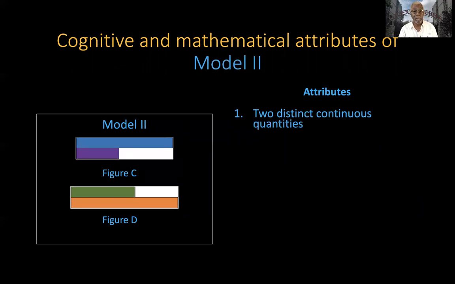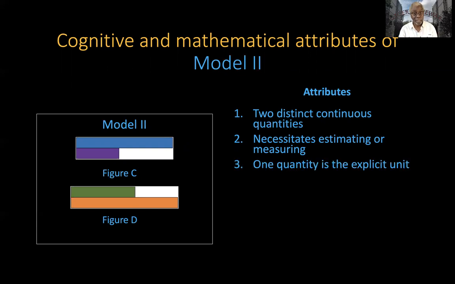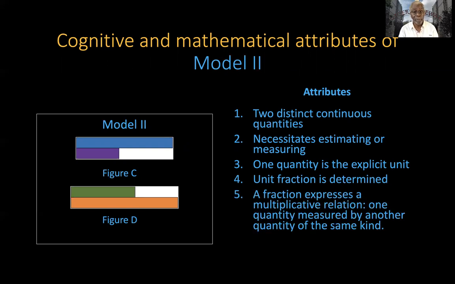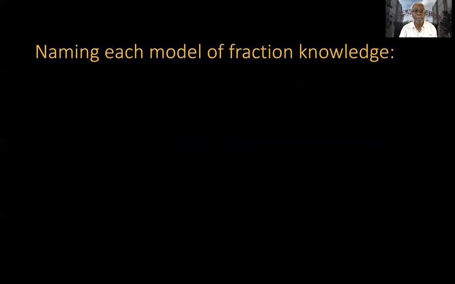In model two, the attributes are different. We have two distinct continuous quantities shown in each of the figures, C and D. In order to determine what fraction is being represented, it necessitates either estimating or actually measuring. One quantity is the explicit unit. The unit fraction, therefore, has to be determined. And here in model two, a fraction expresses a multiplicative relation. One quantity is measured by another quantity of the same kind.